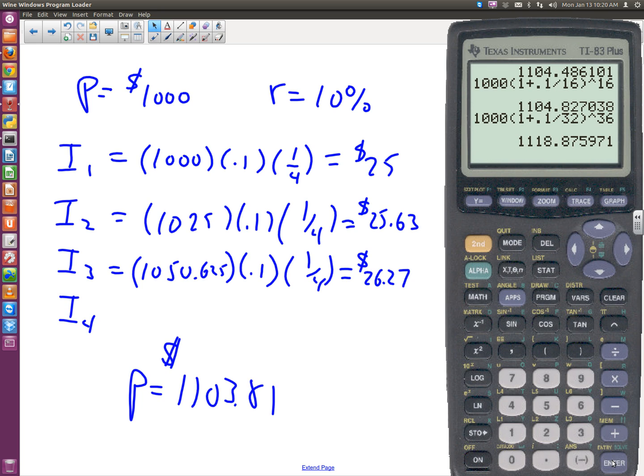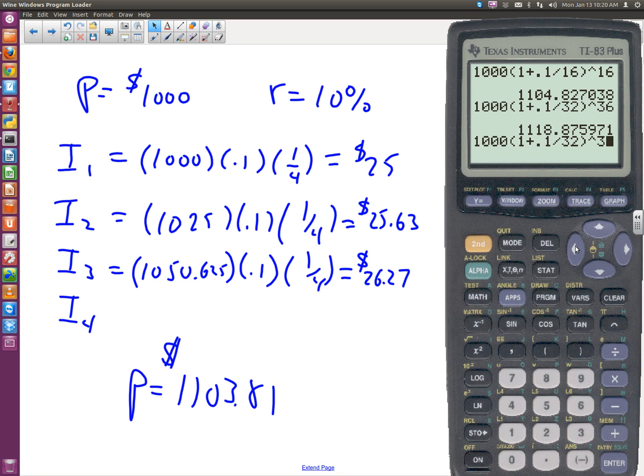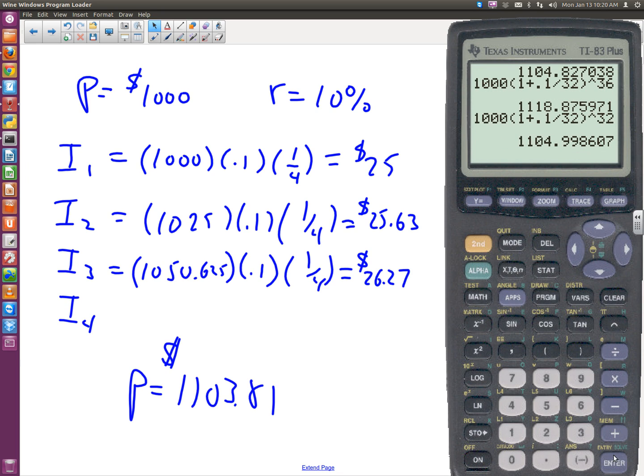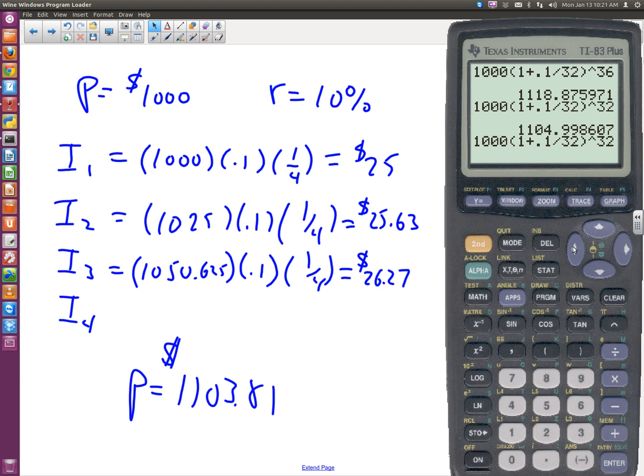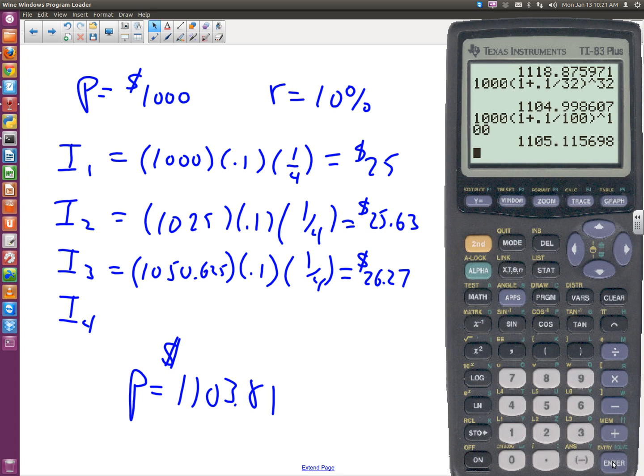Oh, whoops, that's wrong. 32, 32, 32. All right, so we're up to almost $1,105. Well, actually, it rounds off to $5 if we round off to the nearest cent. So what's the most you can do? What if I do this 100 times a year? Is that more? Yeah, 12 cents more.